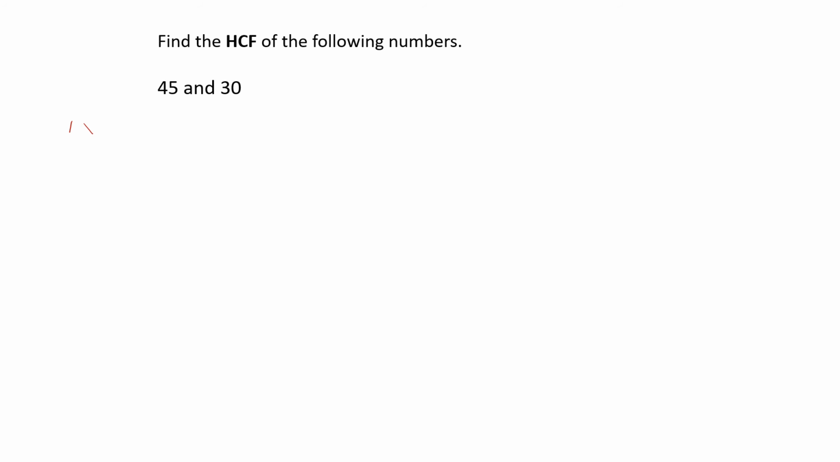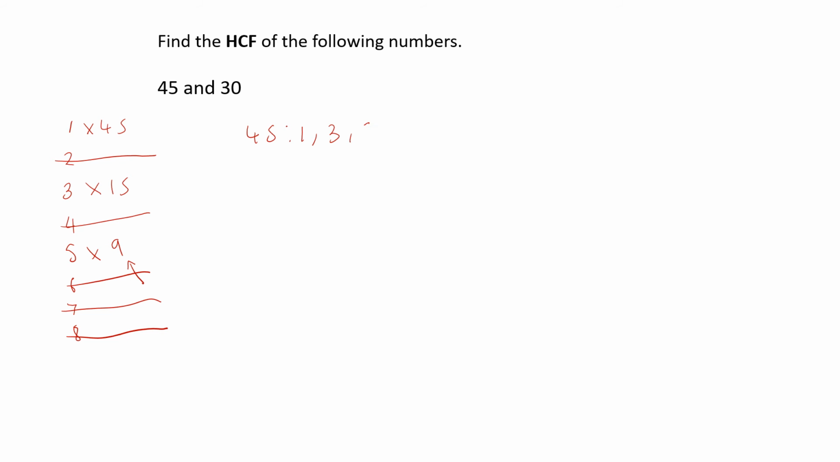Okay, so I can do 1 times 45. I can't do anything times 2. I can do 3 times 15. Nothing by 4. 5 times 9. Can't do 6 times tables or my 7 or my 8. And that's going to bring me back to my 9 here. So my factors of 45 are 1, 3, 5, 9, 15 and 45.